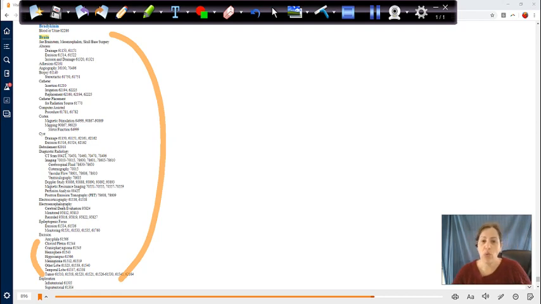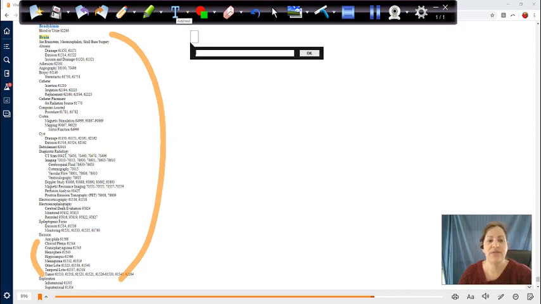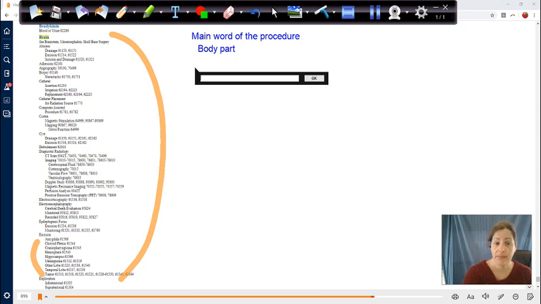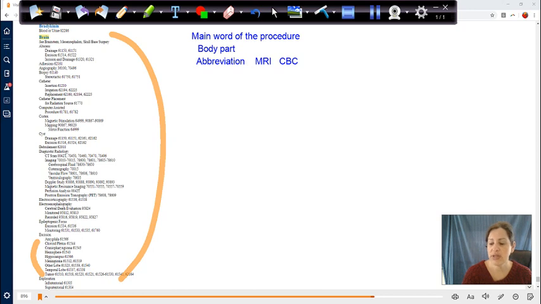So let's talk about what words we look up. In ICD, it was very specific. You had to look up the main word of what was wrong with the patient. Here in CPT, we can look up the main word of the procedure. So we did a removal, a drainage, a biopsy, an injection. We can look up all those words. But we can also look up the body part. That was forbidden in ICD. If you look up the body part, you will not find what you're looking for. But here in CPT, you can. You can also look up an abbreviation. So if we did an MRI or a complete blood count, we can look those up.